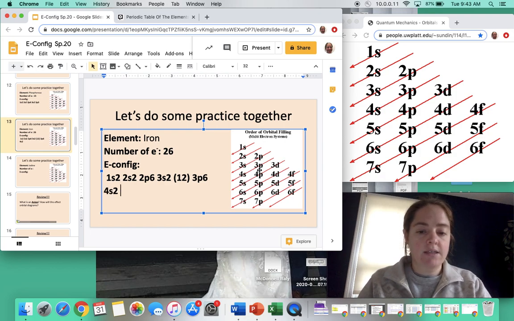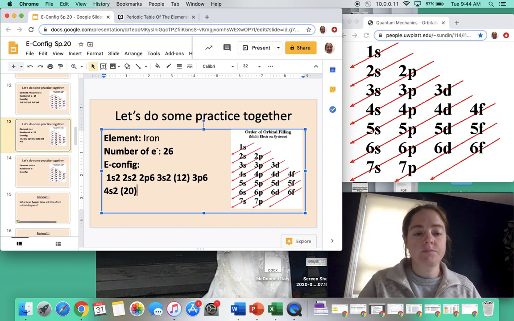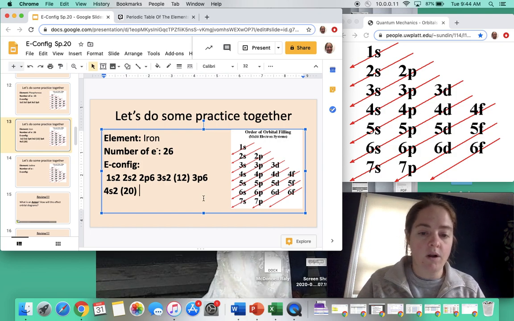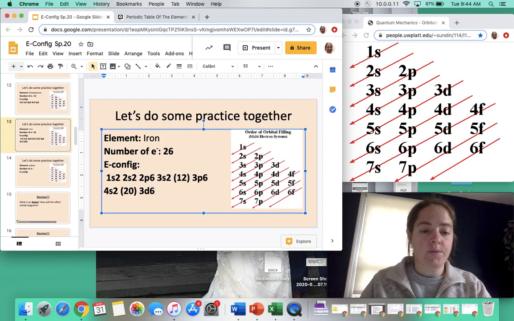After 4s comes 3d. Now d is a very large number, so d can hold up to 10, so I want to stop to count here to see how many more I need. 2 plus 2 is 4, plus 6 is 10, plus 2 is 12, and we knew that. We had 12 in parentheses, so 12 plus 6 is 18. 18 plus 2 is 20. I'm going to put 20 in parentheses. So I only need 6 more. So after 4s comes 3d, and I only need 6 more, so it's going to be 3d6.